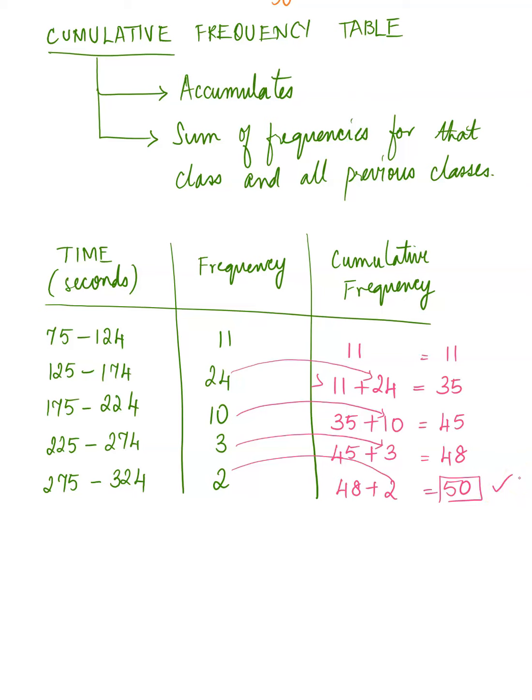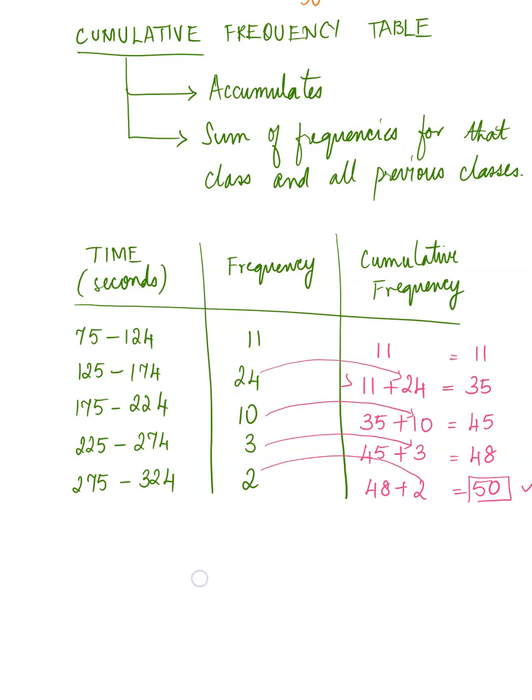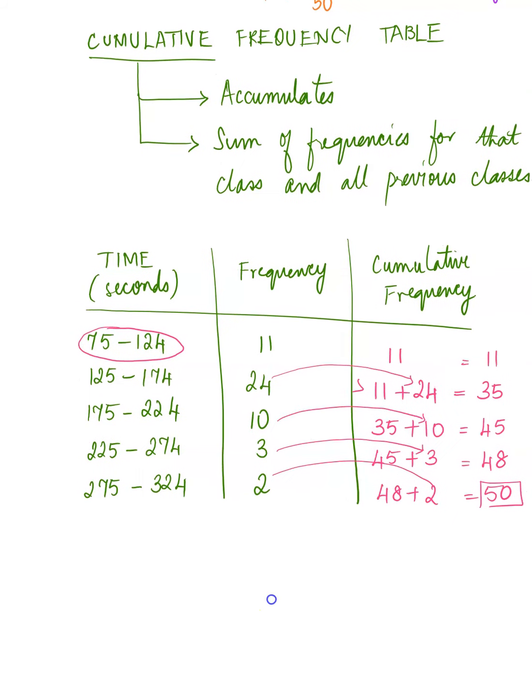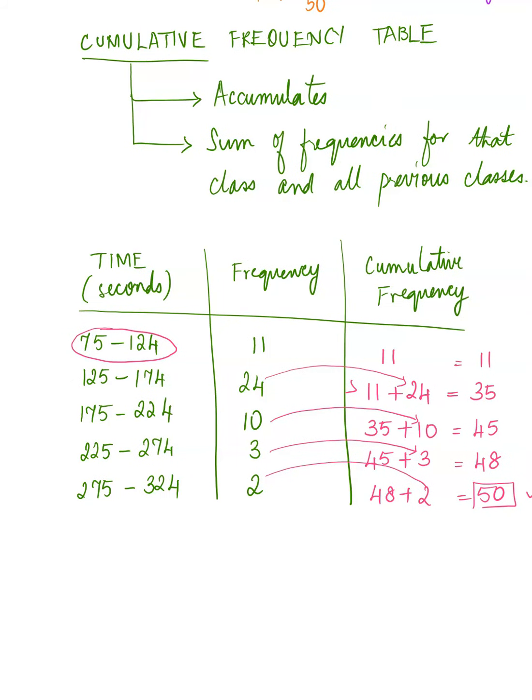So this is really interesting because now you have a way of seeing what happened all the way from the start, I mean, the 75 to 124 is the lowest, the starting class, right? So then you can rewrite this information as that it took less than 125 seconds, right?